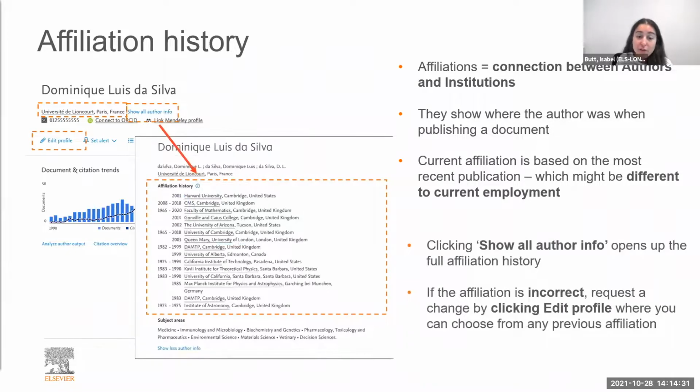You can see the full affiliation history by clicking Show All Author Info, which is highlighted. And this shows the full affiliation history with the year range when an author was writing from a specific institution. This is pulled up down here. If the affiliation is wrong, you can request a change by clicking Edit Profile over here. And with the affiliation, you can choose from any of the previous affiliations that are listed for you.